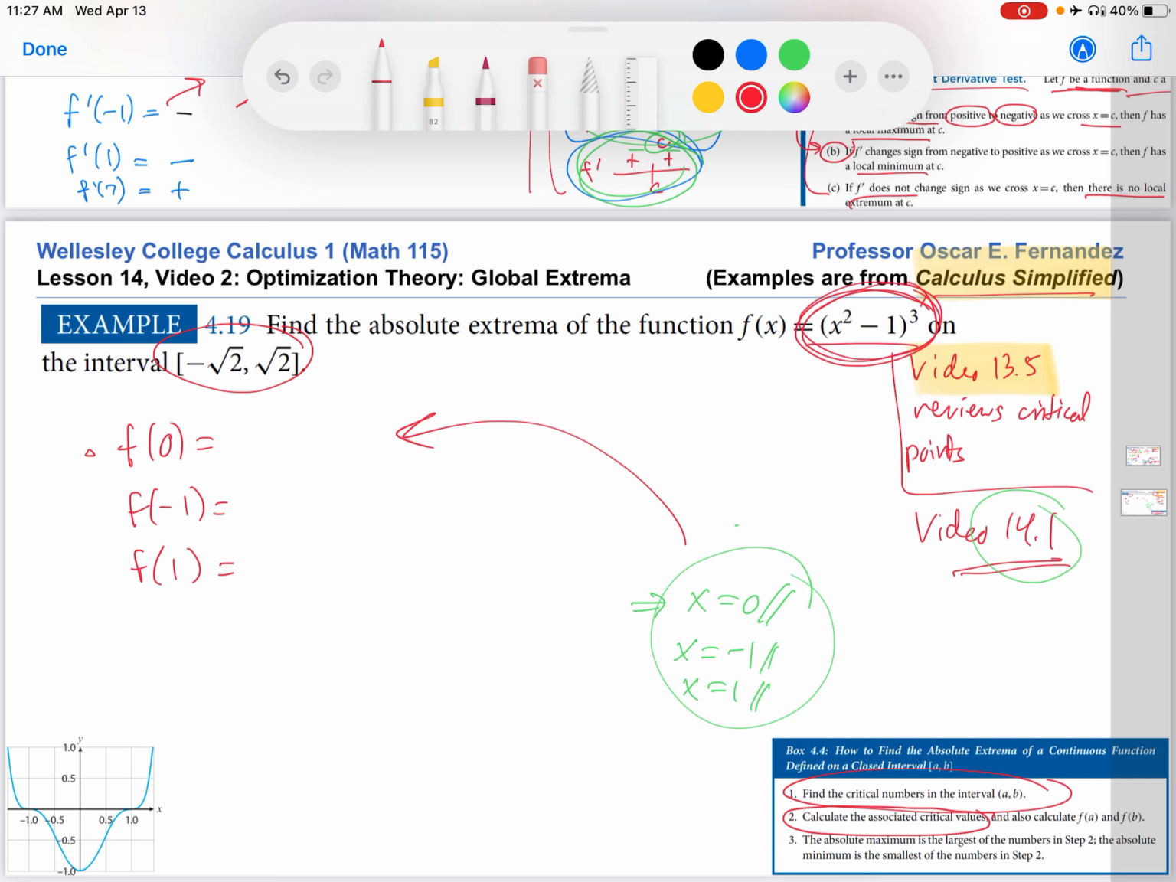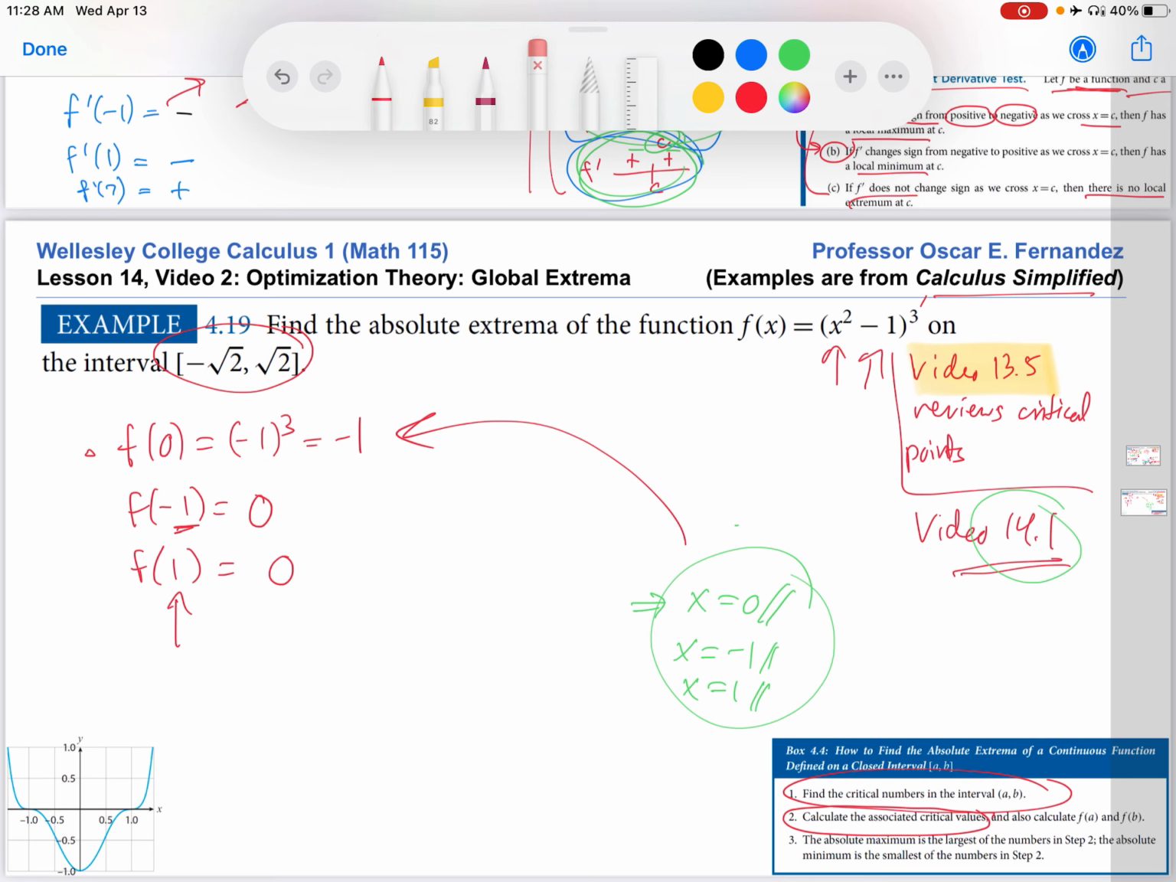So this is my function. I'm putting in x equals 0, for example, here. So I get 0 squared, that's 0, minus 1, that's -1, -1 cubed is -1. I go back and I do the same thing, but I plug in -1. I square -1, I get 1. I subtract 1, I get 0. So that's 0. And then how about 1? I put in 1 here, I square it, I get 1. Subtract 1, I get 0 again. Okay, so these are my critical values.